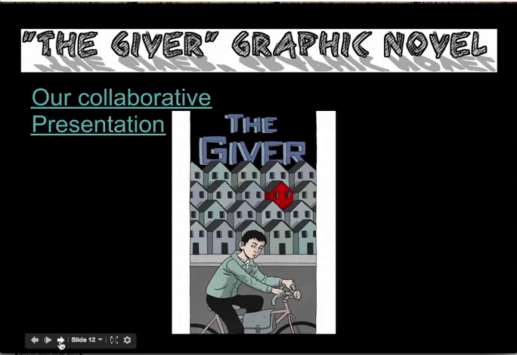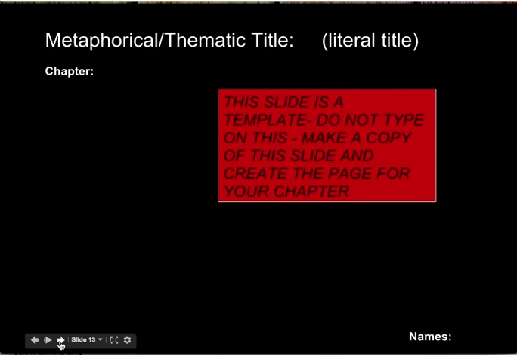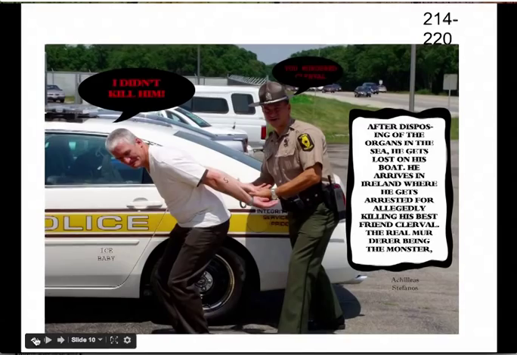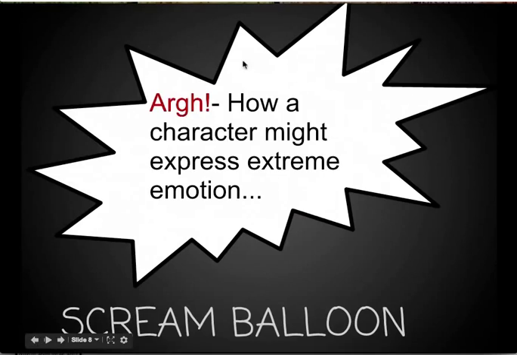All of you will have access to this. It looks something like this, and this is the template. You have your metaphorical thematic title at the top. We will talk about this in class because we feel this is enough information for now. You have a literal title and tell us the chapter or the passage or the page numbers. You will make a copy of this, put your names at the bottom, and then you will begin to insert your material. Of course, because this is a Google presentation, these are automatically within it.